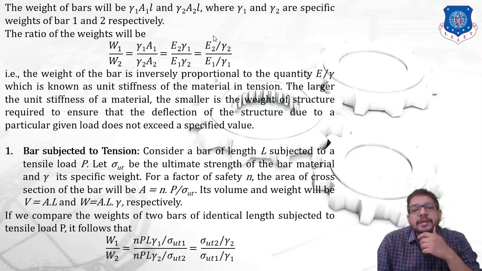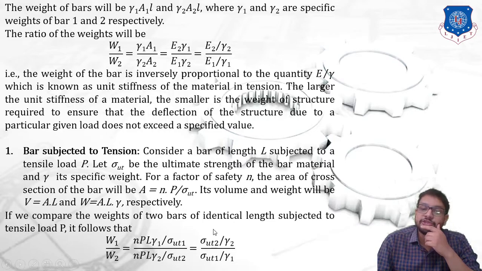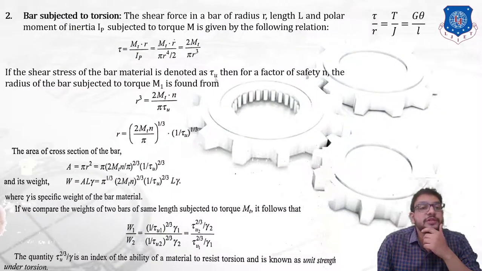So what does this E by gamma mean? It was unit stiffness. Similarly over here you can see it is sigma by gamma, which again is the unit stiffness of a material in tension. Okay, so let us proceed further.